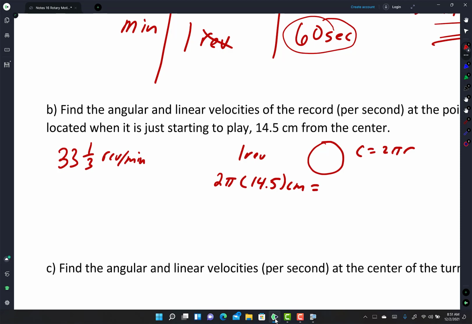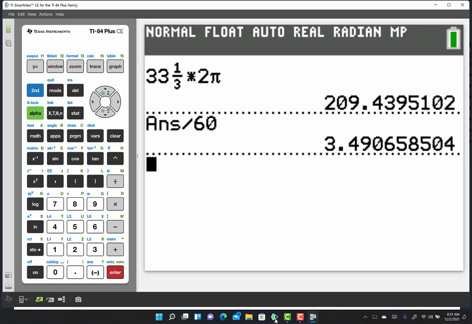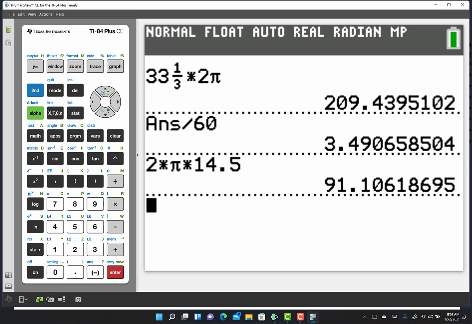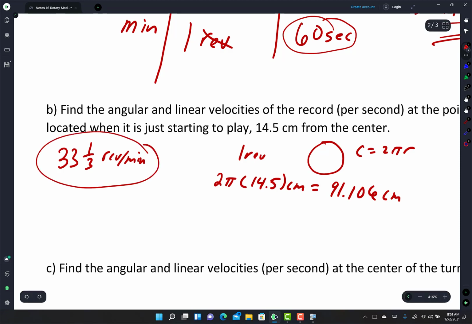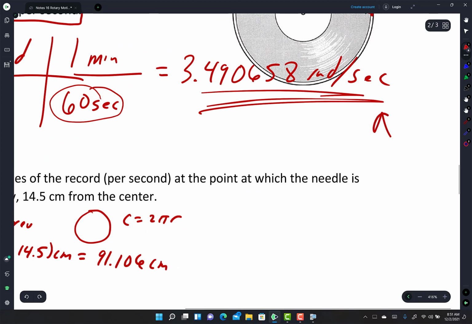Cool? All right, so I'm going to take my calculator. Don't write this down, just listen for now. 2 times pi times 14.5, and I get this number, 91.106. So I'm just going to put that for now, 91.106, and this is centimeters for one revolution, right? So I'm going 33 1/3 revolutions per minute. I want to find out what my speed is in centimeters per second. Why? Because I'm going to do a hack in a little bit, because this is in seconds.